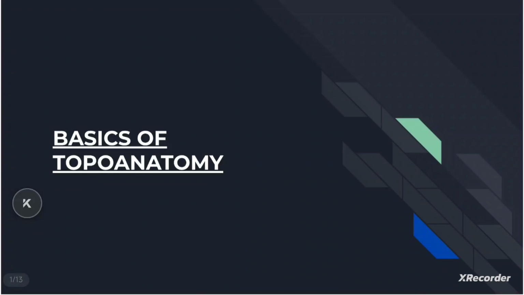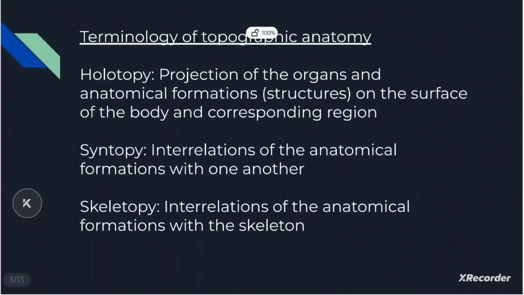So first it would be the terminology. In the terminology, there are three types. First one is the holotopy, syntopy, skeletotopy. Now what is holotopy? Holotopy is the projection of the organs and anatomical formations on the surface of the body in the corresponding region.